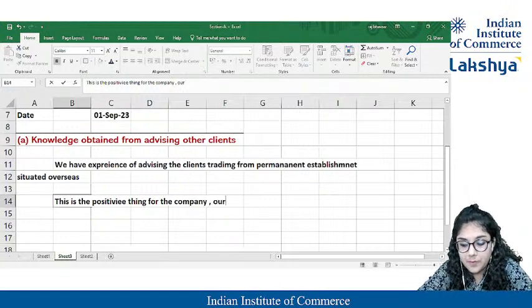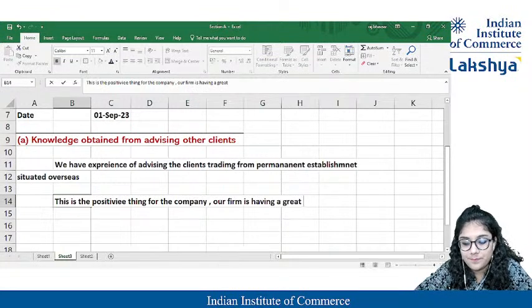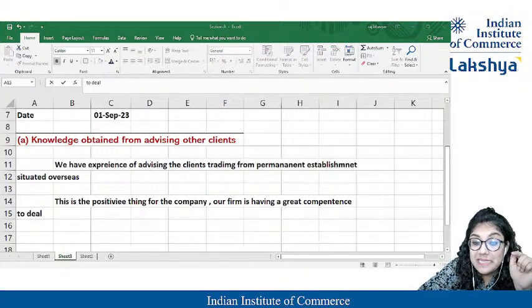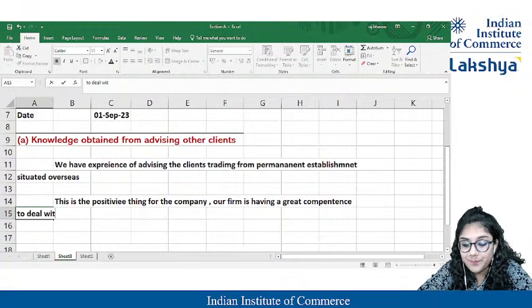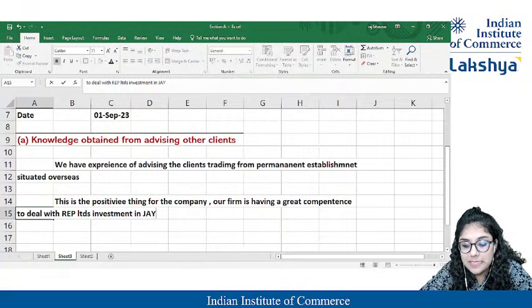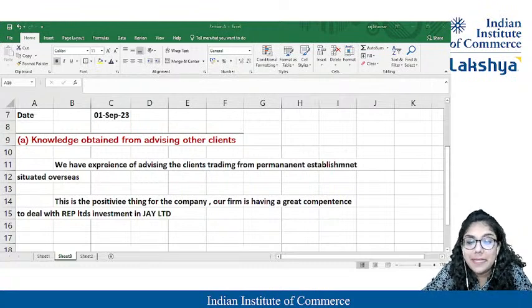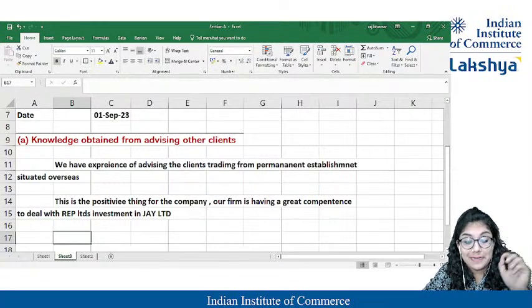Because our firm has great competence to deal. But with what situation? With REP Limited's investment in J Limited, because now he wants to make the investment in that company. J company also has tension about whether to invest 30% or 20%. They are confused. We can even help them with the tax issues, because we already had our clients in that country, the J area. So we can help them.